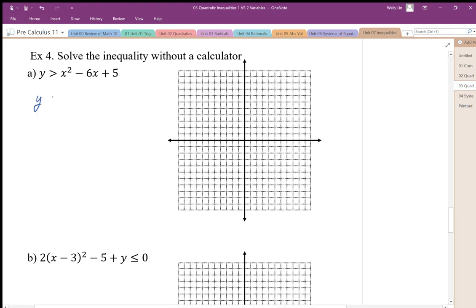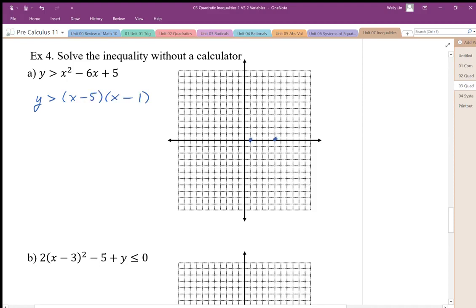To graph this, I think I'm going to factor this. So I'm going to have x minus 3, x minus 2. Sorry, this is not true. It's going to be x minus 5 and x minus 1. So I have zeros at 1 and positive 5.